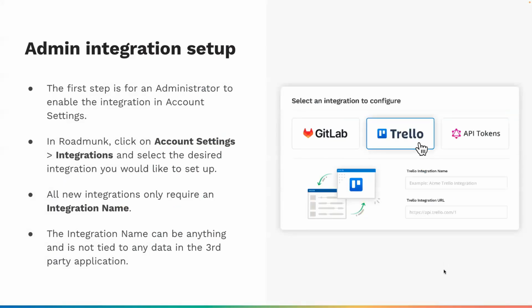So in terms of the admin integration setup, before you're actually able to start pulling data into Roadmunk, you do have to set up the integration first within your account settings. So this is something that an account admin will have to do. They'll have to go into the account settings, switch over to the integrations tab, and then select which integration they would like to set up. And then, of course, go through the proceeding steps, which for the majority of our integrations, you just simply need to put a name in. However, for Jira as well as Azure DevOps, you would also need to include the URL link. But it's a really easy process to set it up. It only takes a few minutes.